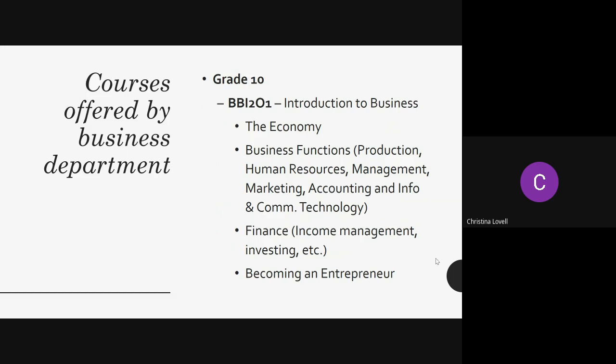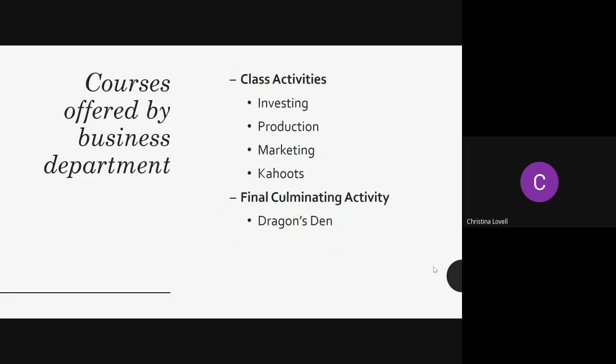Another unit is the finance unit, where we look at income management. Income management means managing the money that's coming in. Canadians are still spending more than they actually make, and we talk about that when we look at credit. We also look at investing. What investments are available to us? What are the tax implications of those? Why should we invest? What is the difference between investing and savings? And we also look at becoming an entrepreneur.